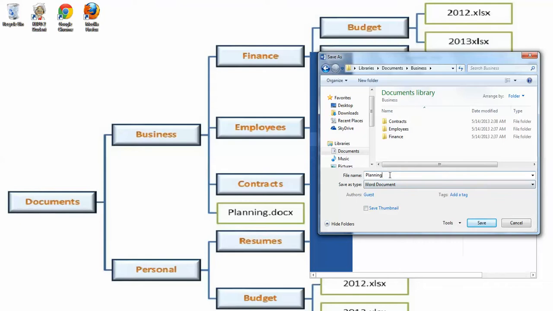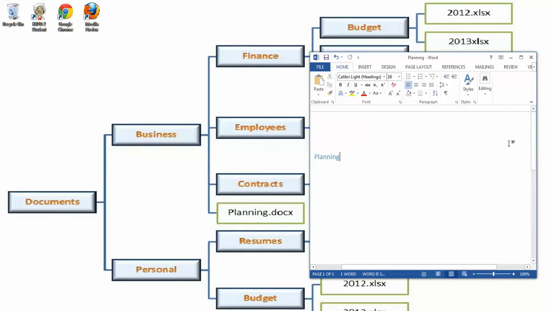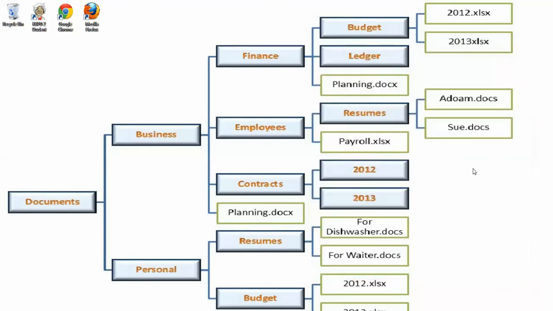So here, that's the name of the file. I do not have to put .docx because this is a Word document. So this is going to be saved as type Word document, which means it'll add the file extension docx automatically, so I don't have to put it myself. Okay, click on save. Then I'm going to close this Word document.